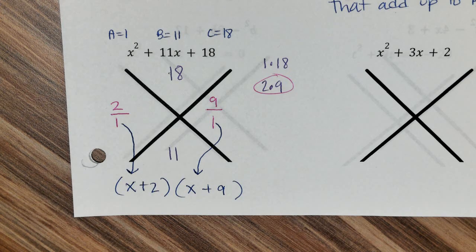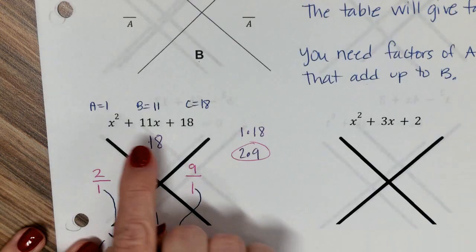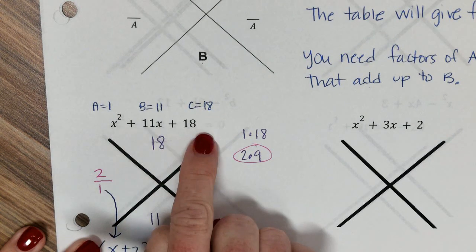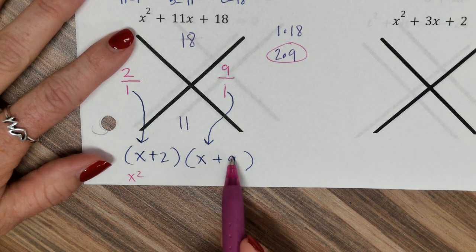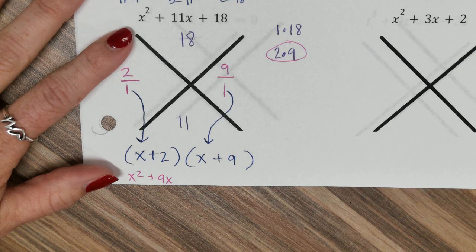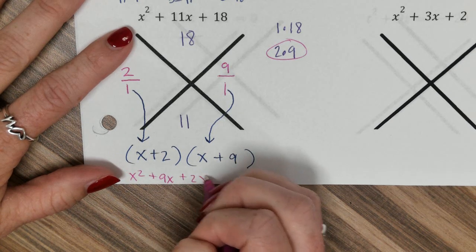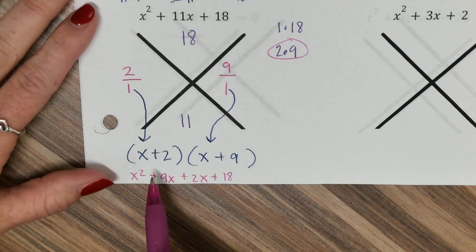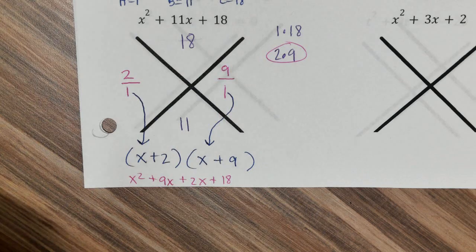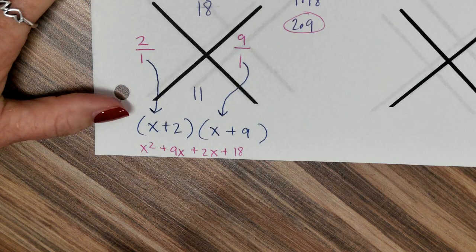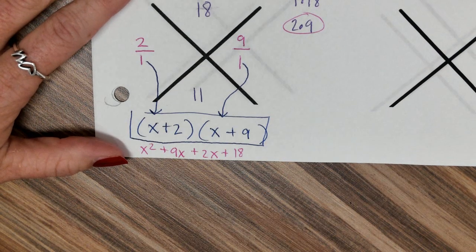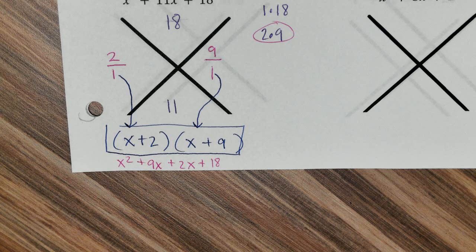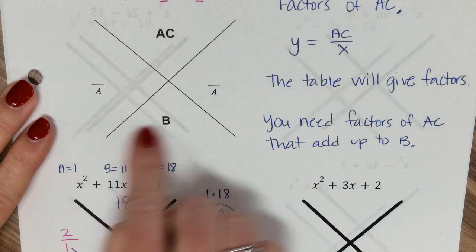You can check your work by doing FOIL, first, outer, inner, last, to see if it will give you this answer. So let's try it. First, what's x times x? X squared. Outer, what's x times 9? 9x. Inner, what's 2 times x? 2x. And last, what's 2 times 9? If I simplified it, would it go back to being this? Yes. Are we good? So our answer is a binomial x plus 2 times a binomial x plus 9. Questions? Okay, so this is what you're going to be referring to today if you forget anything.